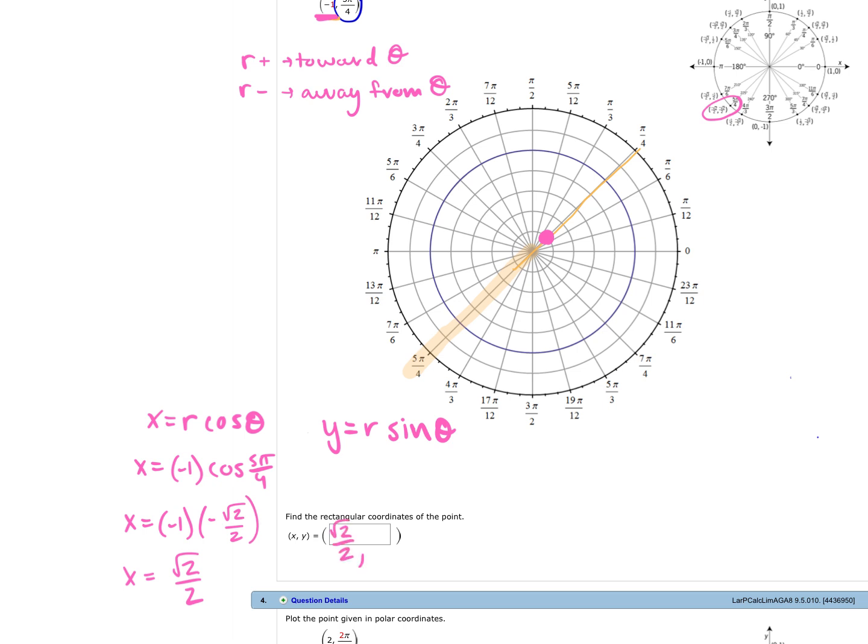To find our y value, we're going to do the same thing. We have y equals -1 times sine of theta, which our theta is 5 pi over 4. Sine, we look at the y value, which is negative square root 2 over 2. So y equals -1 times negative square root 2 over 2, which would give us positive square root 2 over 2. So our y would be positive square root 2 over 2. So this would be our rectangular coordinate.